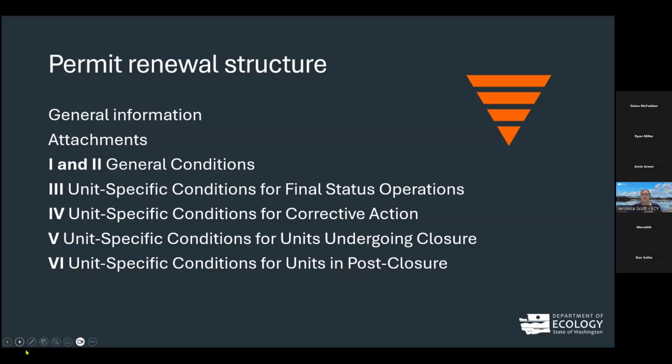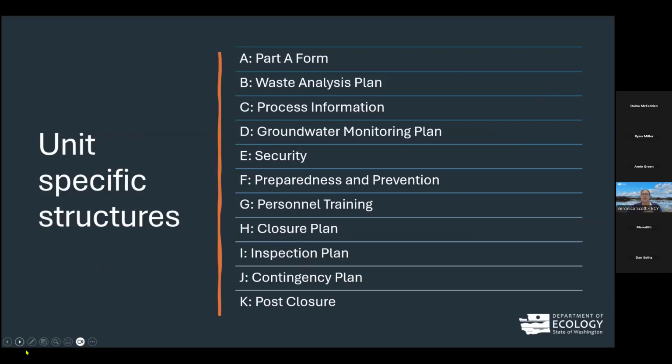So if we could go to the next slide. Once we get into the unit specific structures, we have all these different sections of the permit, the Part A form, waste analysis plan, all the way on through to post-closure. Now, not all addenda are going to be available, or not all addenda are used for every single unit. Some units may only have a closure plan, while others may have every single one of these. And that's going to depend on what type of unit it is, what it's used for, and what the kind of risks are with that particular unit.